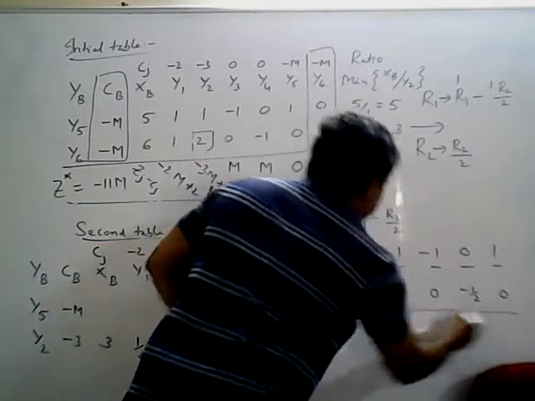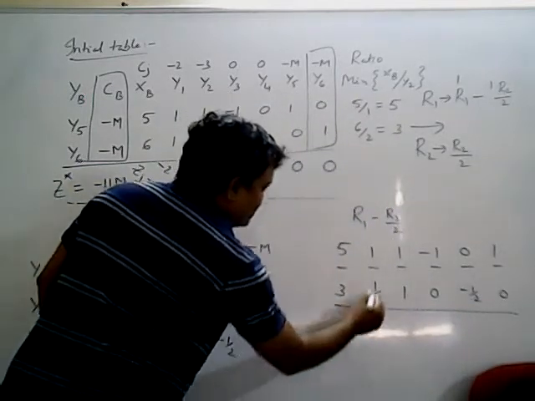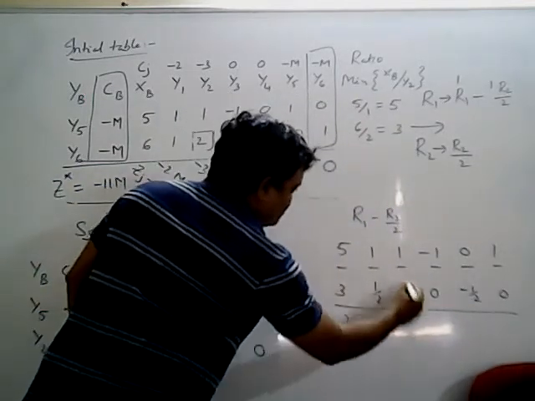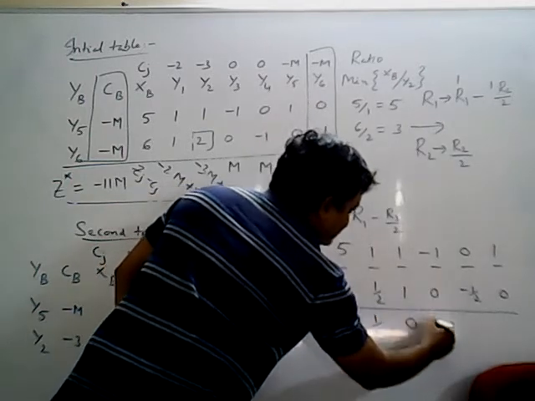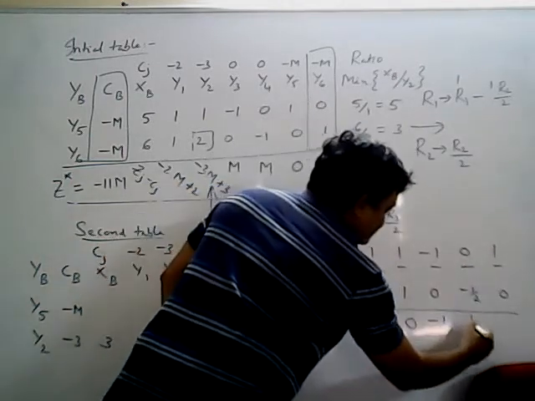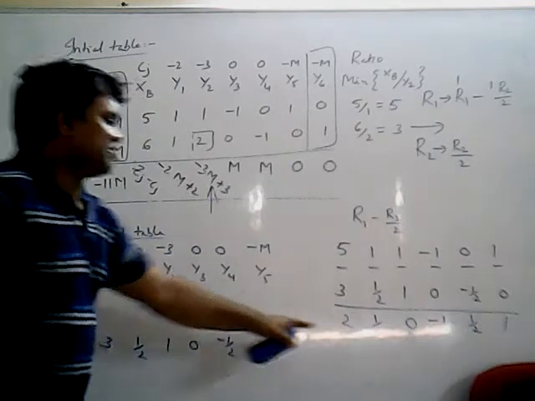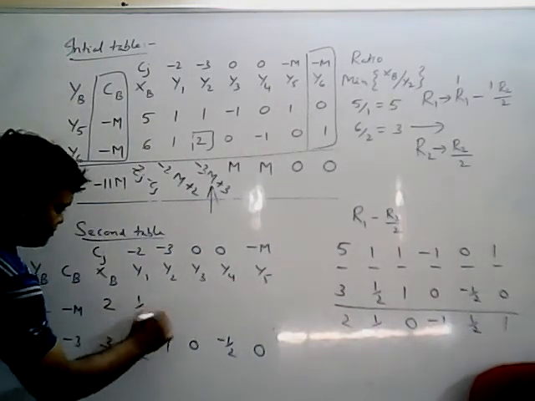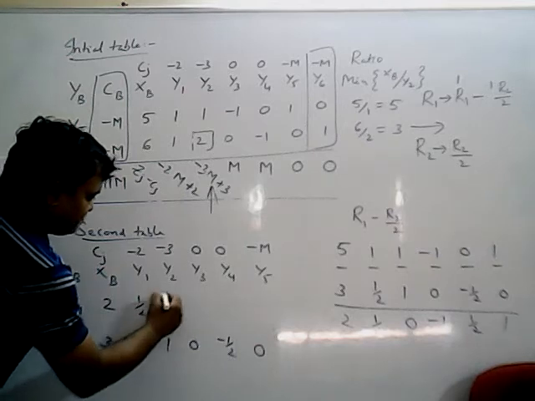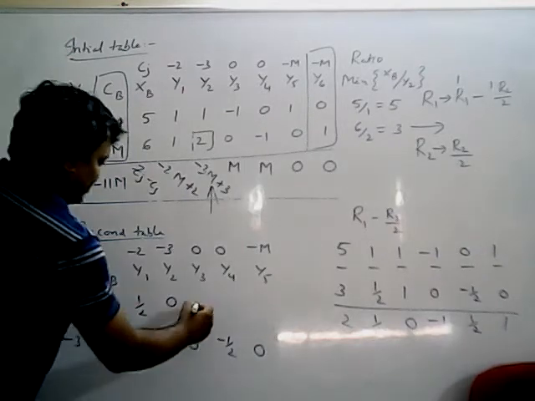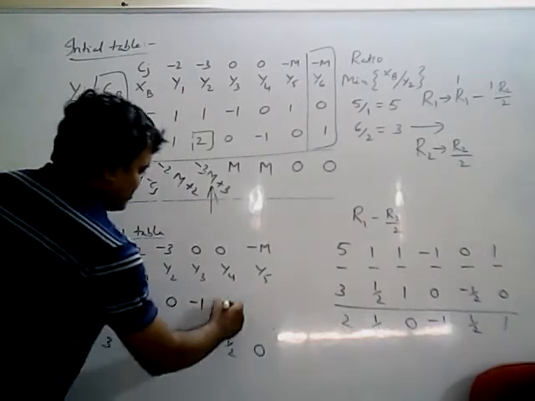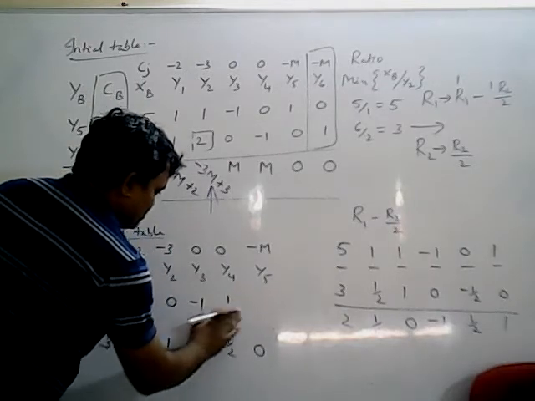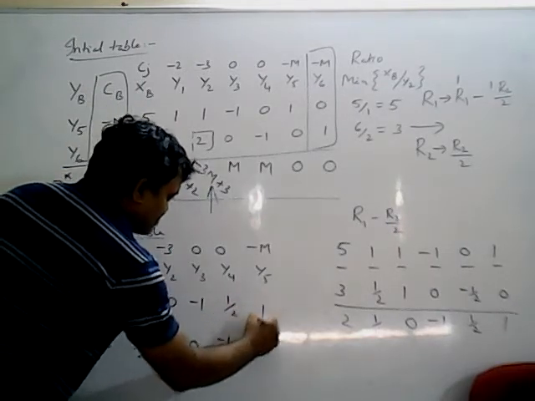Do the calculation. 5 minus 3 is 2. 1 minus 1 by 2 is 1 by 2. 1 minus 1 is 0. This is minus 1. Minus into minus is plus, so 1 by 2. This is the first row operation, and we have to copy it here. The values are 2, 1 by 2, 0, next one is minus 1, next one is 1 by 2, and the next one is 1.